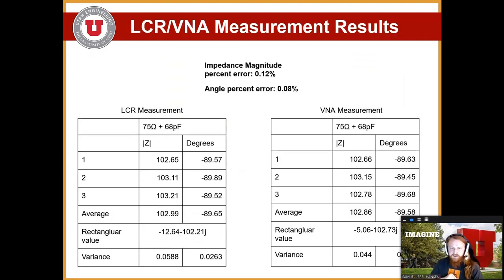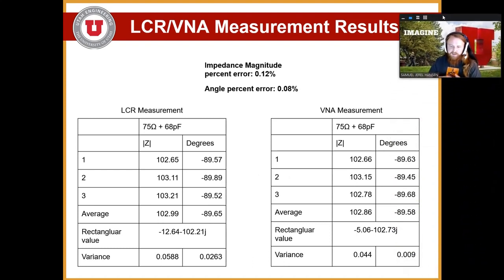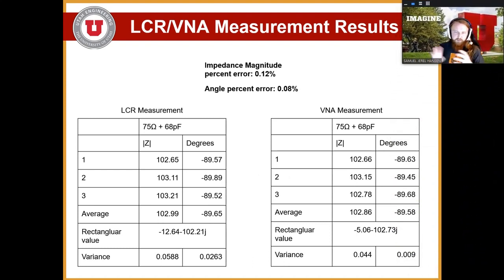So these are the LCR and VNA measurement results. As we can see in the tables, I have the magnitude and the angle, and below that, the actual complex value for a 75 ohm, 68 picofarad load. The difference between the LCR and VNA during their overlap was only 0.12%, which is a very small difference in percentage, and our angle percent error was only 0.08%. So the LCR and VNA very closely match the same measured values.